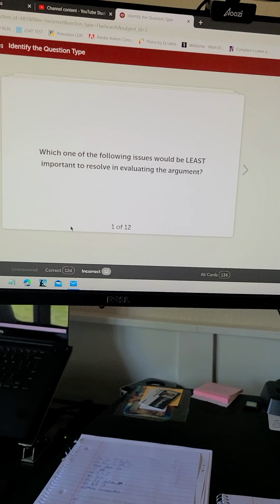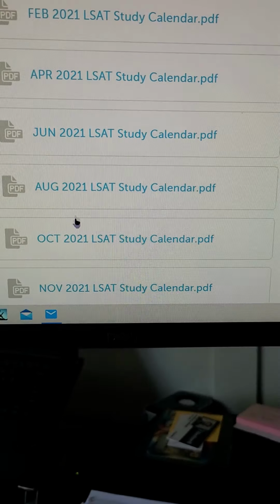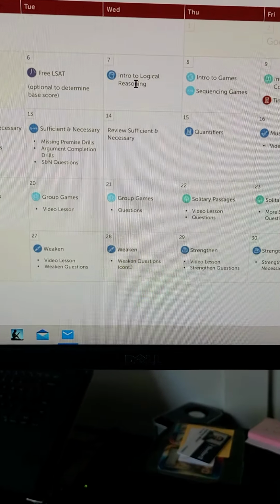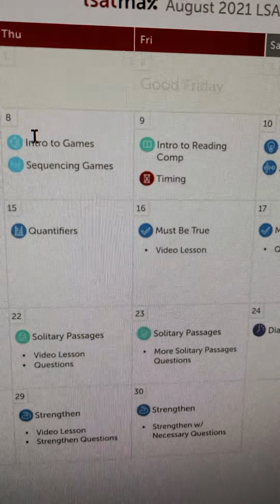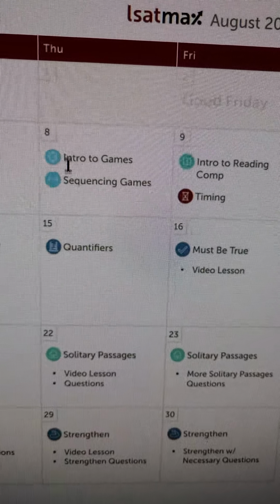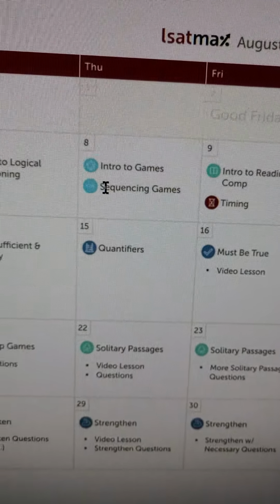So today my plan is to continue reviewing those cards and continue reviewing my practice test to get an idea of what things I did wrong on the test that I took, and carry on. I have my schedule here. Let's see what the schedule for the August test says would be next for today. So today I would be on day 3, and that would mean I would do intro to games and sequencing games. So I've got to find out how much time I need for those.